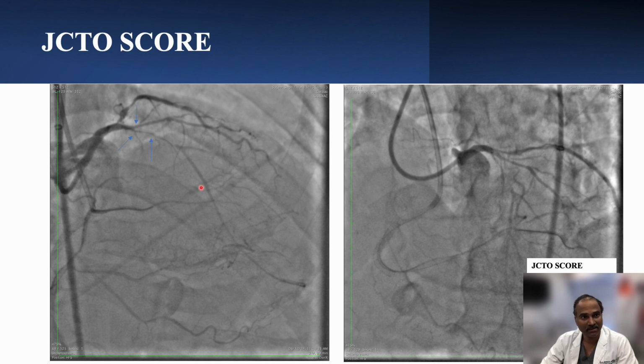So same thing here. It's an ambiguous proximal cap, and the length looks like maybe more than 20 millimeters, and then there is a bend, but I think it's not more than 45 degrees. That's okay, and there was no calcium visible here.